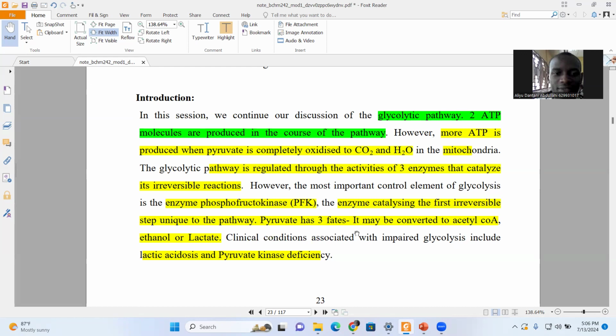The pyruvate has 3 fates. It may be converted to acetyl-CoA, ethanol, or lactate, depending on the type of metabolism. It can be aerobic, in aerobic organisms that take in oxygen. If the metabolism is happening in the presence of oxygen, that's aerobic. It's anaerobic in the absence of oxygen, and that's where you have anaerobic metabolism. So the clinical conditions associated with impaired glycolysis include lactic acidosis and pyruvate kinase deficiency. We'll dive into this in a minute.